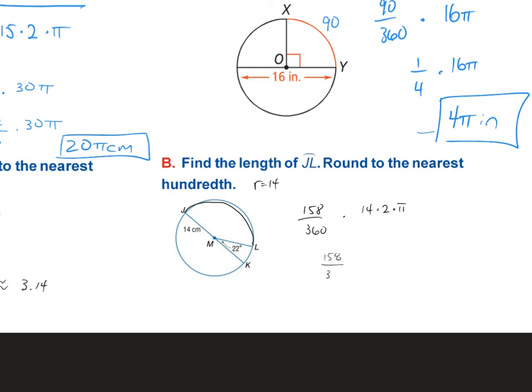So 158 over 360 is going to be multiplied by 28 pi. Now, 158 divided by 360 will reduce down to 79 over 180 times 28 pi. So now all you've got to do is take that and multiply it by 28, multiply it by pi, and we had to round that answer to the nearest hundredth, which is approximately 36.61 centimeters.